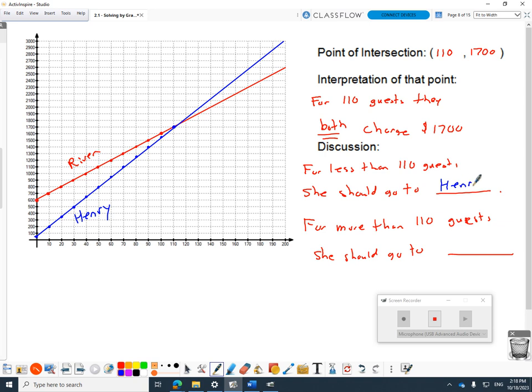But if she wants more than 110 guests, then which one's less? Whatever that guy's name is. River, wasn't it River? I think it was Henry Street and River Street. It was just the location of those particular halls.